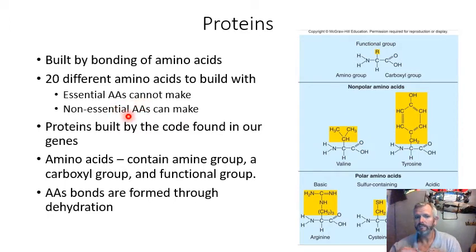So our bodies have the ability to make these, so we don't technically have to get them through the diet, but we must eat our essential amino acids. We have to get them through the diet somehow because we cannot make them. We don't have enzymes that can take another molecule and turn it into these amino acids, but we do have enzymes that can convert certain molecules into these non-essential amino acids. So that's the difference between essential and non-essential.